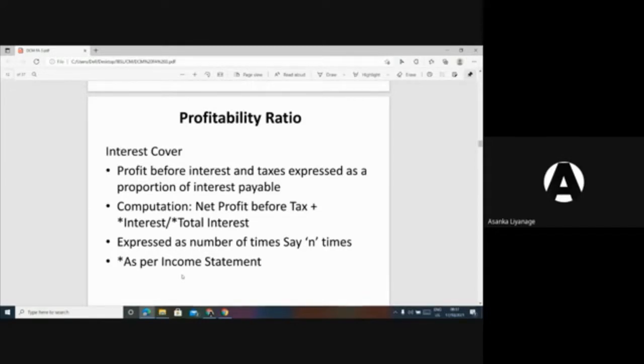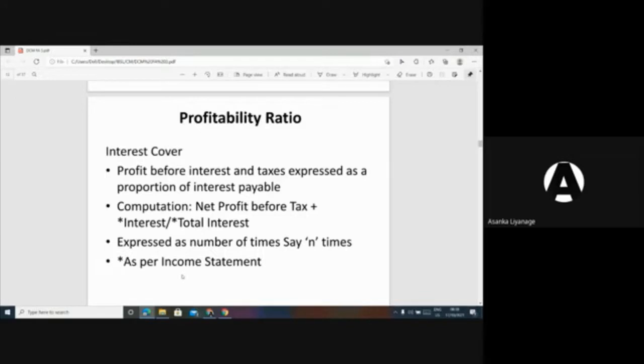Right? So the number of times 5 means, using the profit before taxes and interest, we can pay the interest five times. Therefore the higher the number of times, better it is. If you want you can write the higher the number of times better it is.